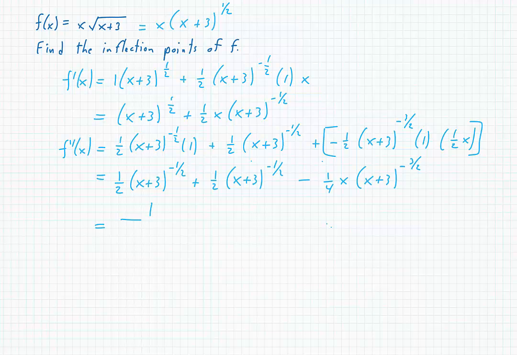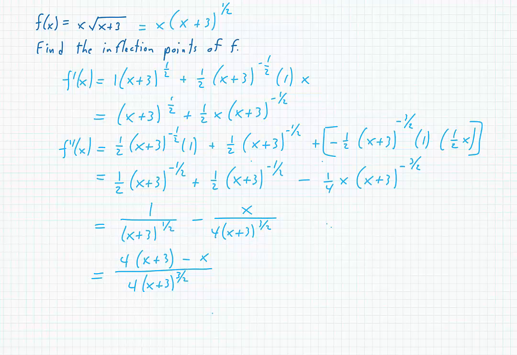So let's write this as 1 over (x plus 3) to the 1/2 minus x over 4 times (x plus 3) to the 3/2, where this first term I get by combining the first two terms of the previous expression. Half of (x plus 3) to the negative 1/2 and half of (x plus 3) to the negative 1/2 is 1 times (x plus 3) to the negative 1/2. And then trying to make all of my negative exponents positive by putting things into denominators. So if I put this over a common denominator, I'm going to end up with 4 times (x plus 3) minus x divided by 4 times (x plus 3) to the 3/2.